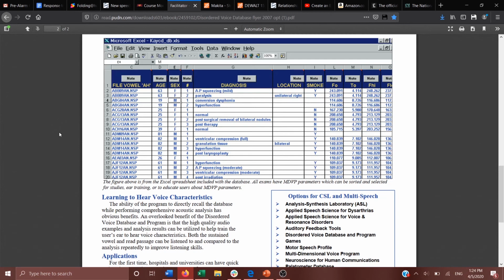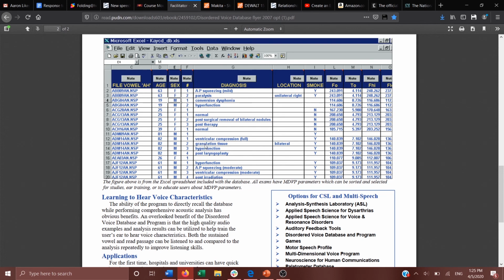But you can see that this person, it's post-irradiation. So they may have had chemo or maybe some sort of, I don't know, a nuclear accident. But that leads to higher jitter and shimmer. Ventricular compression, this person just has hyperfunction of some sort.